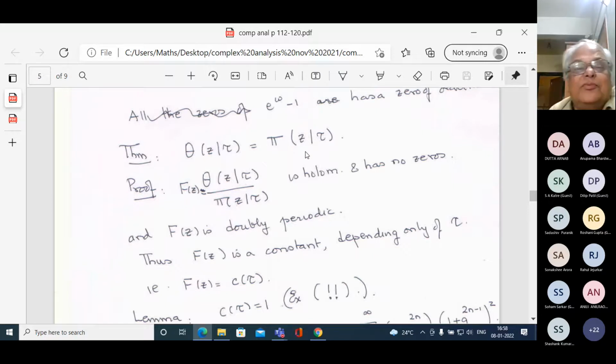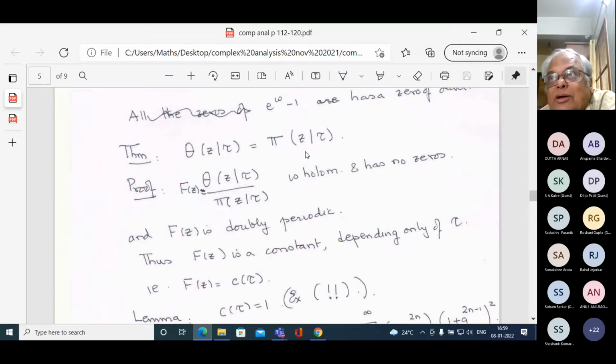This is the theorem that one proves, that theta, which was that sum, pi is an infinite product, and the statement is that that sum is equal to the infinite product. And how do we prove it? We prove it by taking the ratio. The zeros cancel out. Okay. So it's going to be a holomorphic function because the zeros of the denominator will cancel with the zeros in the numerator. Okay. So the zeros cancel out. So it's entire.